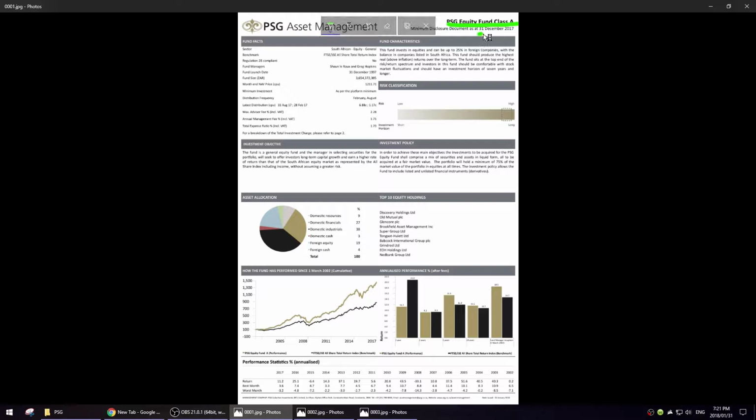PSG Equity Fund, Class A. There's all the basic info up here. This is a high risk, pure equity fund. So the breakdown here is actually just the different types of equity that you get. Fund also done well versus benchmark over time. And here we have 1 year, 2 year, 5 years, 10 years, what the performance has been versus its benchmark, which is the JSE All Share.